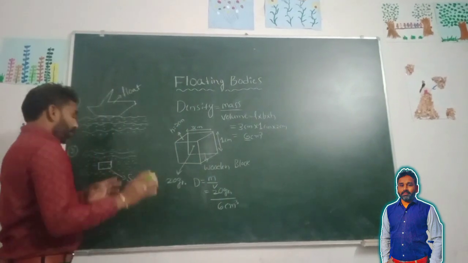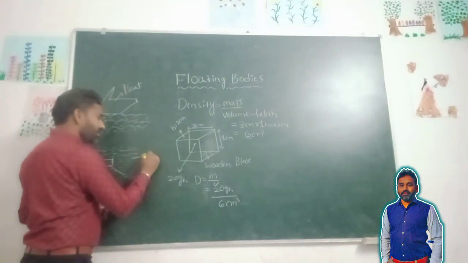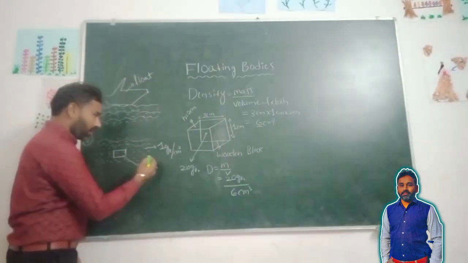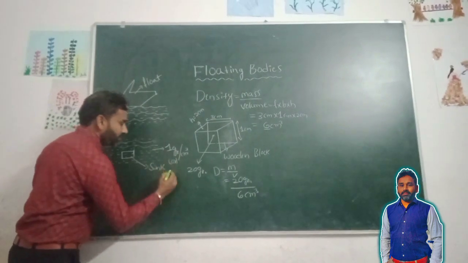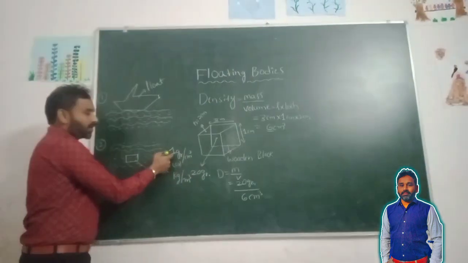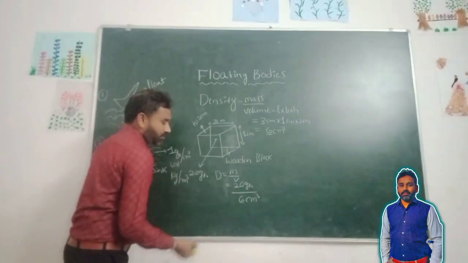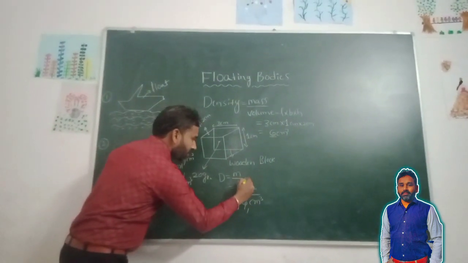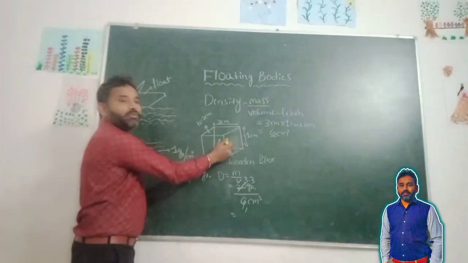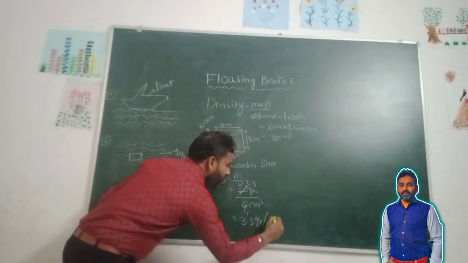But water also has a density. What is the density of the water? The water density is a constant, 1 gram per centimeter cube. The SI unit of the density of water is kg per meter cube. The constant value of water density is only 1. Then we have the mass and volume. You can divide 20 by 6, and we get approximately the density of the block as 3.3 gram per centimeter cube.